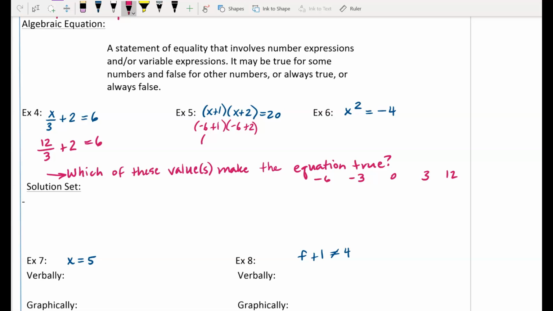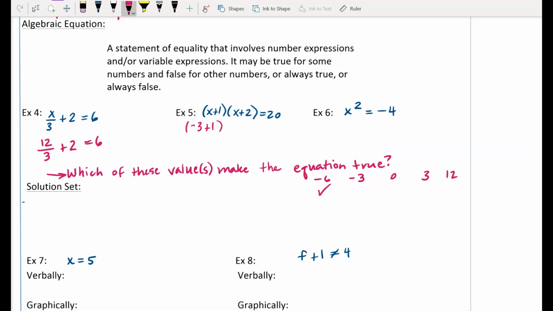Now I want to simplify inside each group. Negative 6 plus 1 is negative 5. Negative 6 plus 2 is negative 4. And if I multiply negative 5 times negative 4, I get 20. And that's the other side of my equation. So that means that negative 6 works. That doesn't mean that it's the only number that works, so we need to go through and test our other values as well. Let's substitute negative 3 for x.